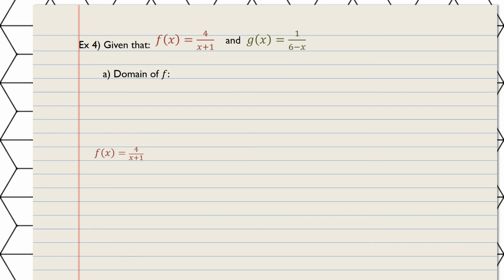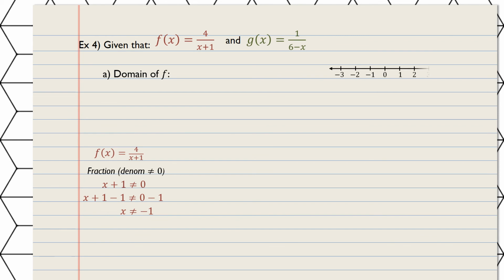because it's domain, we look for our two key issues. Do we have a fraction? Yes, which means our denominator cannot equal 0. Well, in this case, our denominator is x plus 1. So x plus 1 cannot equal 0, and to solve for x, we subtract 1 on both sides, giving us x cannot equal negative 1.